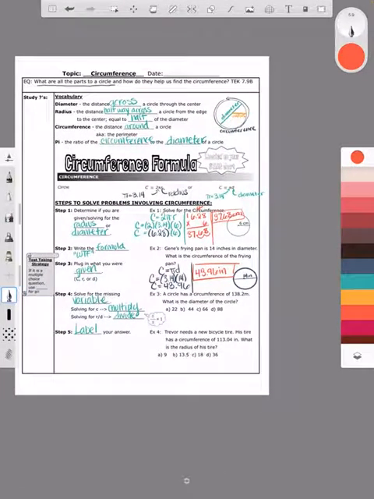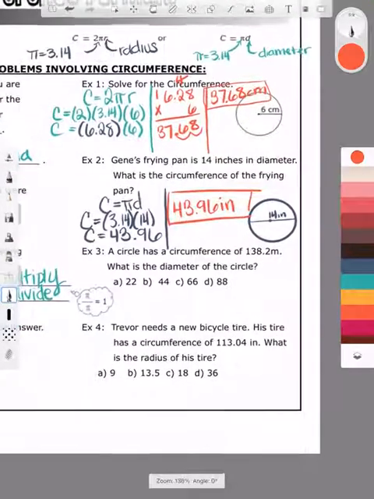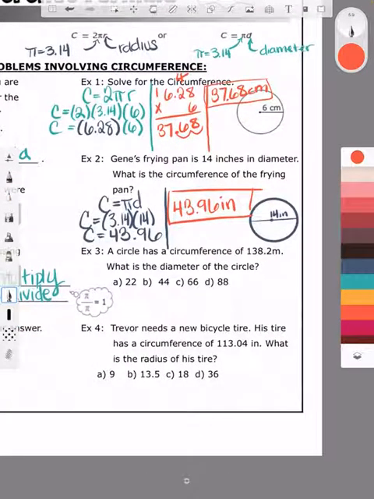All right, moving on to example 3. Example 3 says a circle has a circumference of 132 meters. What is the diameter of this circle? Awesome, now we get to work backwards, which is cool. The question's asking for the diameter. They already gave us the circumference, but we don't know the diameter. So what formula do you think we're going to use? The formula that has the radius in it, or the formula that has the diameter in it?